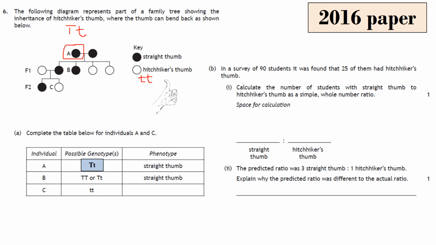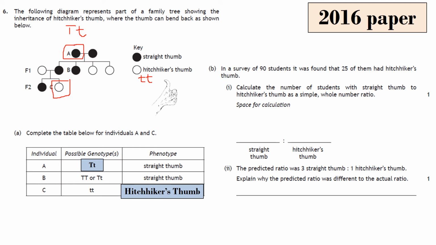If all of these were straight thumb, then we could say that one was big T, but because you've got your recessive ones in here, they must have that recessive allele. And then the second one, individual C, who is down here, is hitchhiker's thumb, so small t, small t.